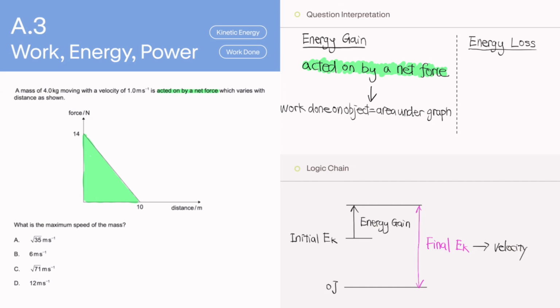Once we have that, we can use the kinetic energy equation to calculate the final velocity. FYI, you don't need to draw this diagram in the exam. I'm showing it here because it's a really clear way to visualize how the quantities link together.